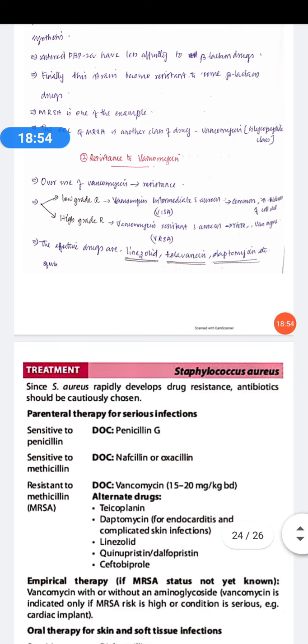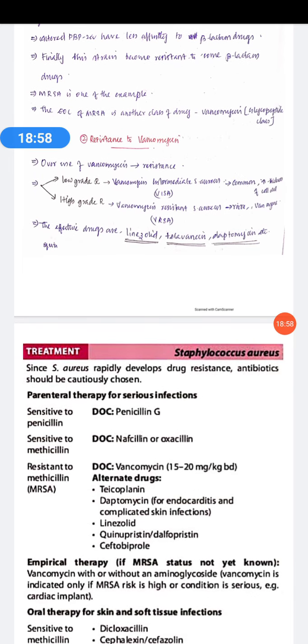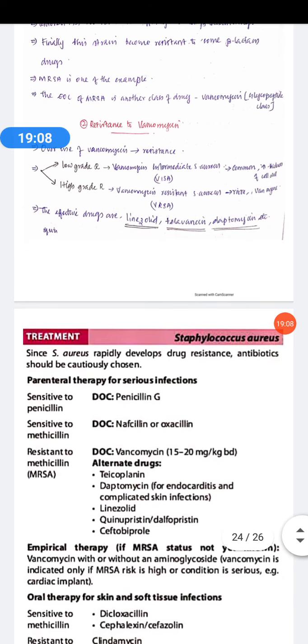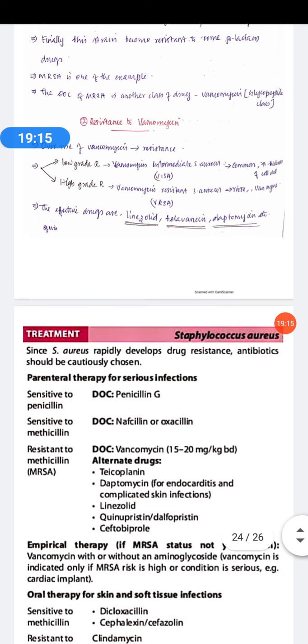Then come to resistance to vancomycin. As I said earlier, for MRSA we use vancomycin, but what happened? Overuse of vancomycin leads to vancomycin resistance. There are mainly two types of resistance, low grade resistance and high grade resistance. The low grade resistance is also known as vancomycin intermediate Staphylococcus aureus, or VISA. It is very common, and this resistance occurs by increasing the thickness of the cell wall.